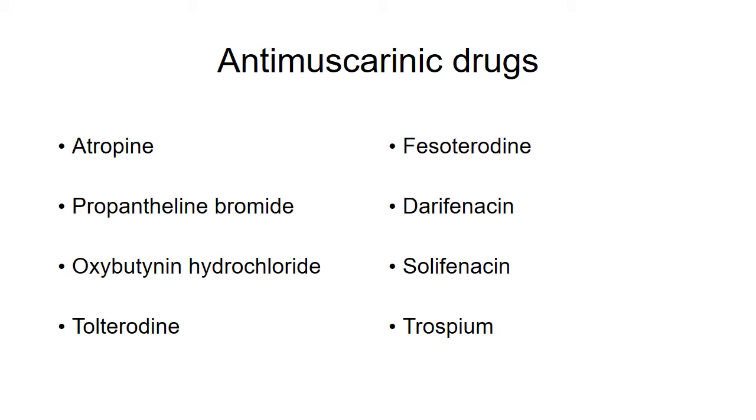After oxybutynin, next one is tolterodine. Tolterodine is actually a long-acting anticholinergic. A dose of 4 milligram daily is given. Fesoterodine is a newer agent similar to tolterodine. Dose is 4 milligram daily. Then comes darifenacin. Darifenacin is actually an M3 receptor antagonist. Dose is 7.5 milligram to 15 milligram daily.